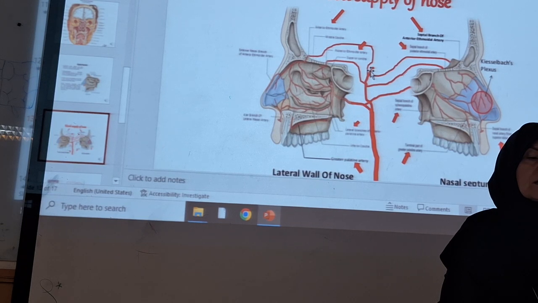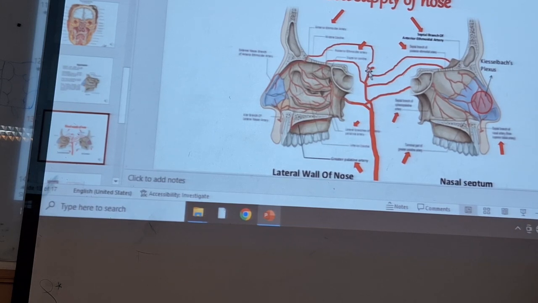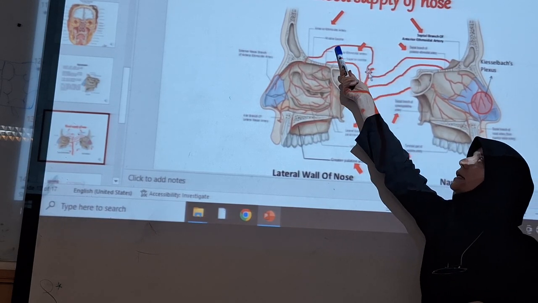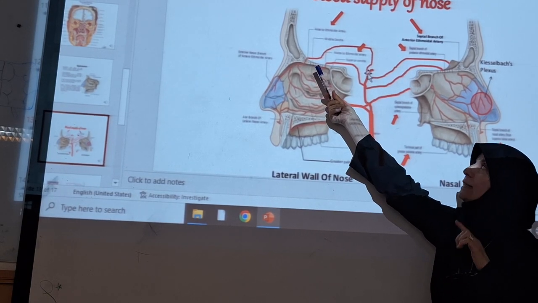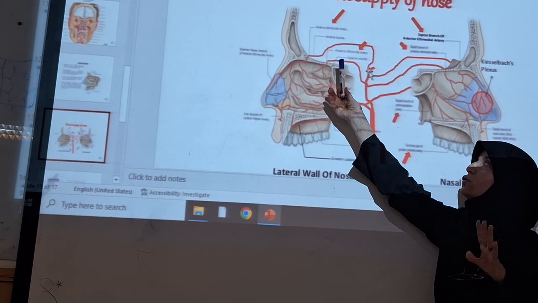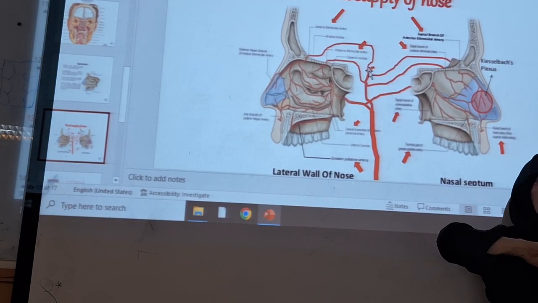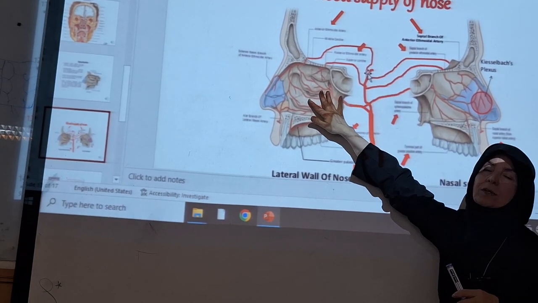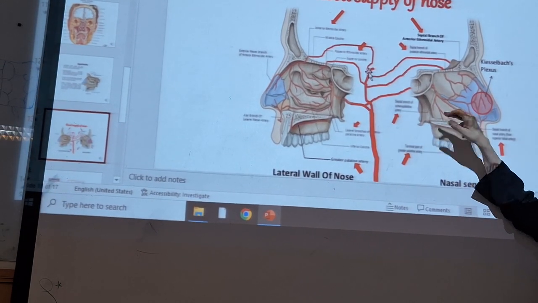The internal carotid artery, inside the skull, has a branch that we call the ophthalmic artery. This ophthalmic artery has many branches. One of the branches we call the anterior ethmoidal, and another we call the posterior ethmoidal. The anterior ethmoidal and posterior ethmoidal pass through the roof of the nasal cavity to access the lateral surface and go to the medial surface. So the anterior ethmoidal and posterior ethmoidal have branches for the medial surface and for the lateral surface. The sphenopalatine again has branches for the lateral surface and for the medial surface.